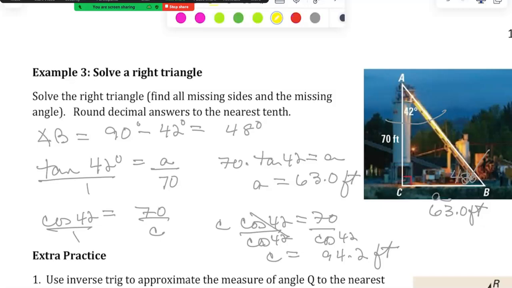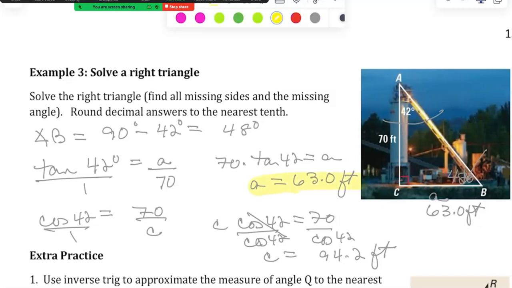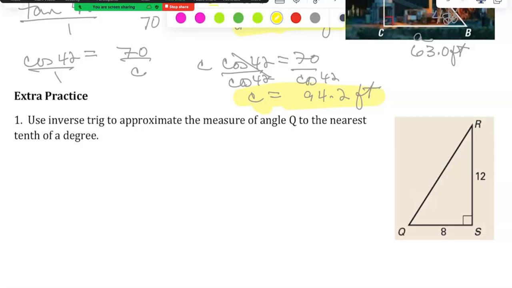Okay, so here are my answers. That's one missing side. This is another missing side. And here is a missing angle. So I have all the missing pieces. Okay, here's some extra practice.